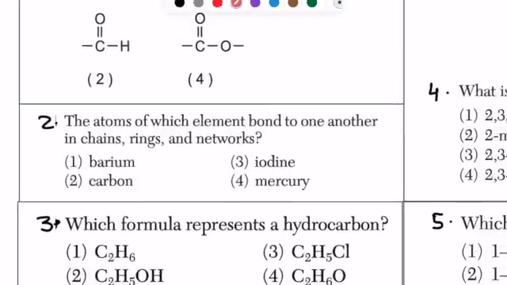Atoms of which element bond to one another in chains, rings, and networks? That is carbon. And this is the most basic question for organic chemistry that no one should get wrong. The one element that makes up organic chemistry is carbon. Carbon is the most important thing in organic chemistry. If a compound doesn't have carbon, it's not organic. So hydrogen, oxygen, and nitrogen are also sometimes present. Hydrogen is almost always present with carbon, but the foundation of organic chemistry is carbon. So you can't just say hydrogen when the question is asking what is the evidence that this compound is organic. You must say carbon.